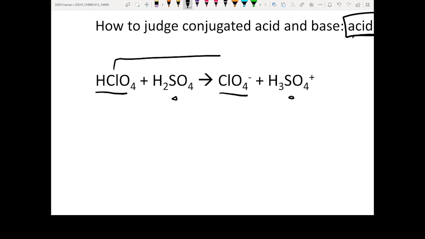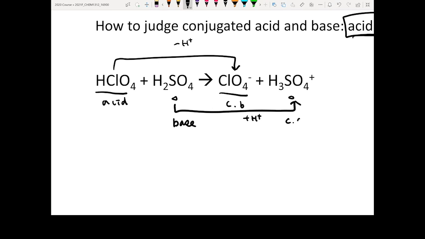If you go from here to here, it lost the proton. So we know this is defined as the acid, and this one will be the conjugate base. If you go from here to here, this obtains a proton. Therefore, this is a base, and this will be the conjugate acid. Another very important concept from this equation is that this is not an equilibrium equation. This single arrow means the reaction is going to move toward the product side.